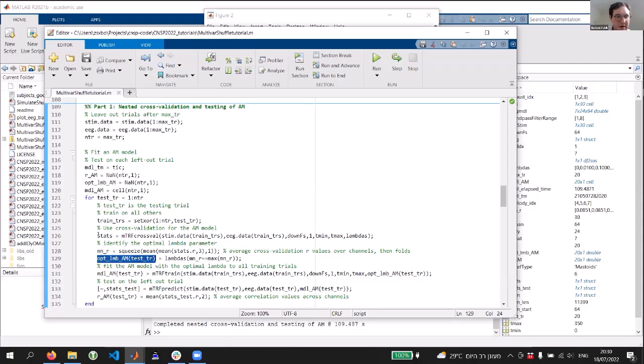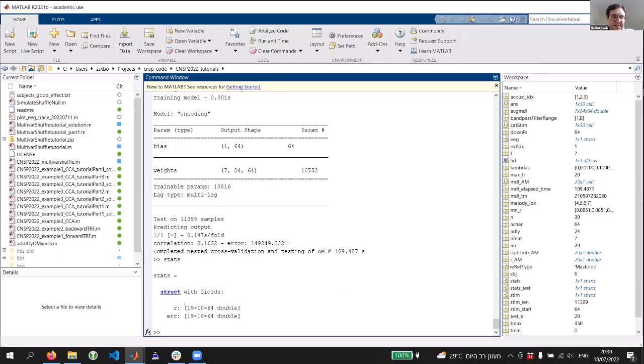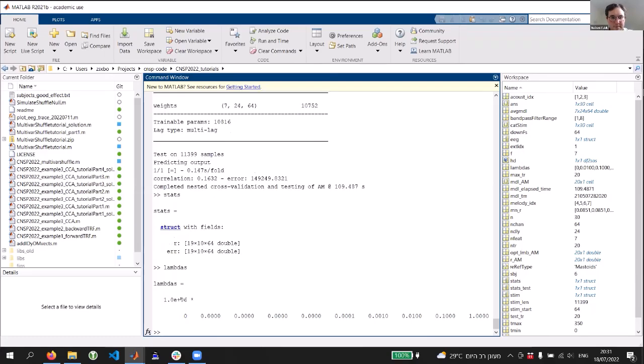If I take a look at stats, this is the number of lambda values. This is the number of channels. And this first term is the number of folds, but in this case, it's the number of training trials. Remember, we left one out. There were 20 total. And so you get an array of prediction accuracies for each lambda for every single fold.